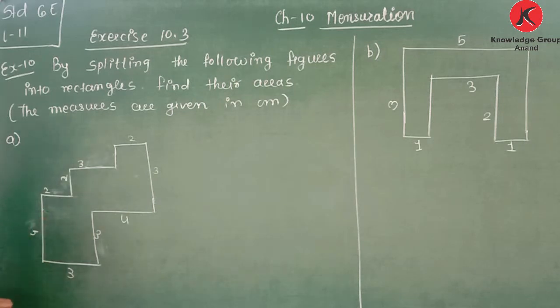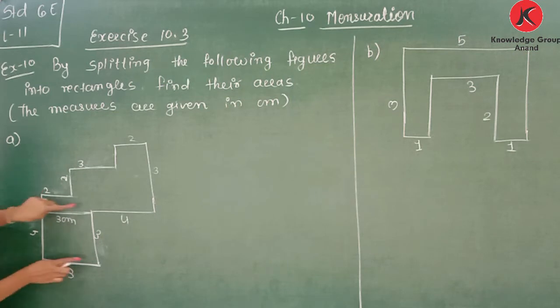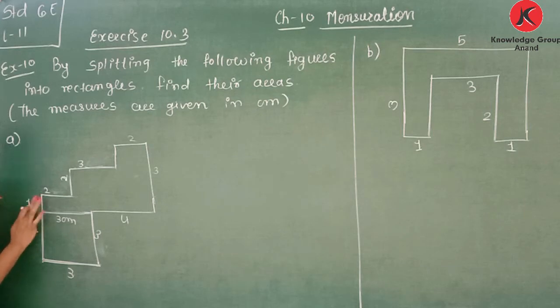So let's try to divide this. All measurements are in centimeter. If this side is 3 centimeter, this side is 3 centimeter, so this is also 3 centimeter. This whole length is 4 centimeter, and from that this length is 3, because this side is equal to this side. So this is 1 centimeter. 3 plus 1, total 4, because the total length is 4.